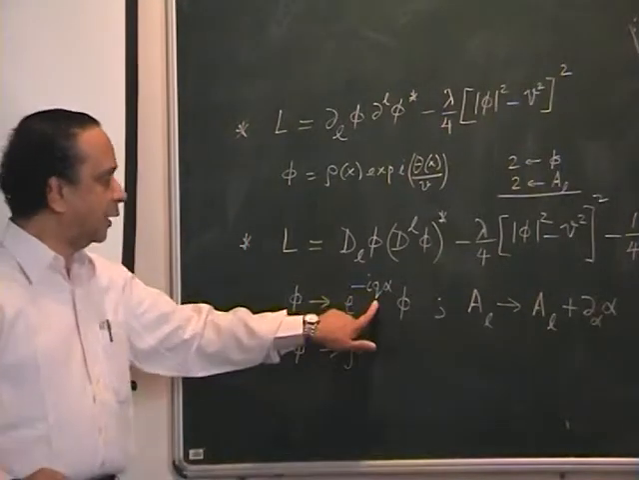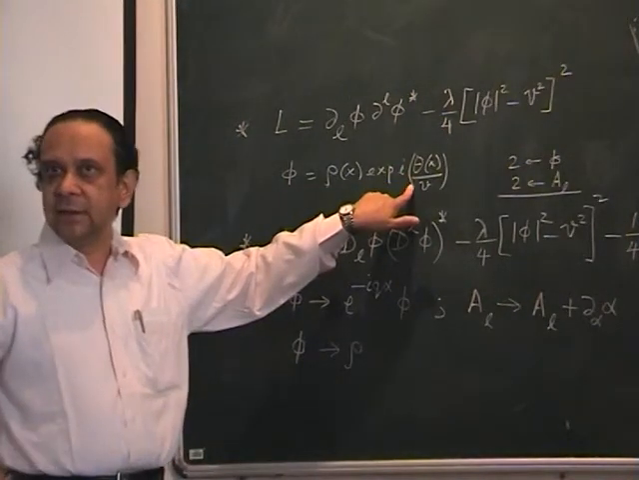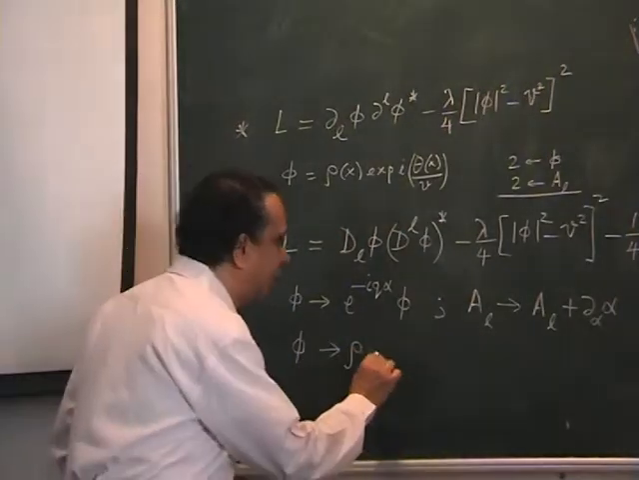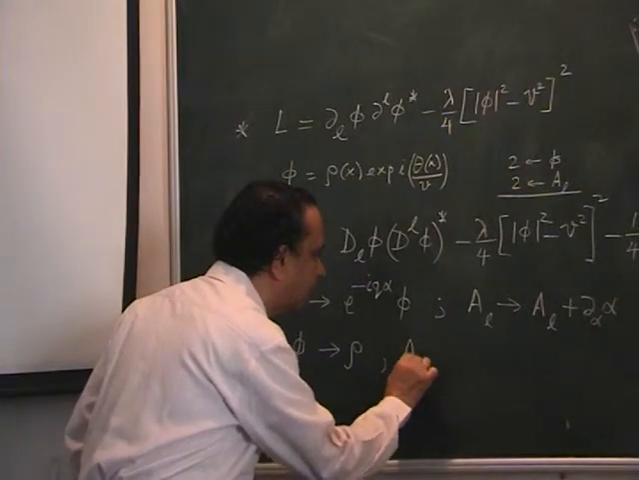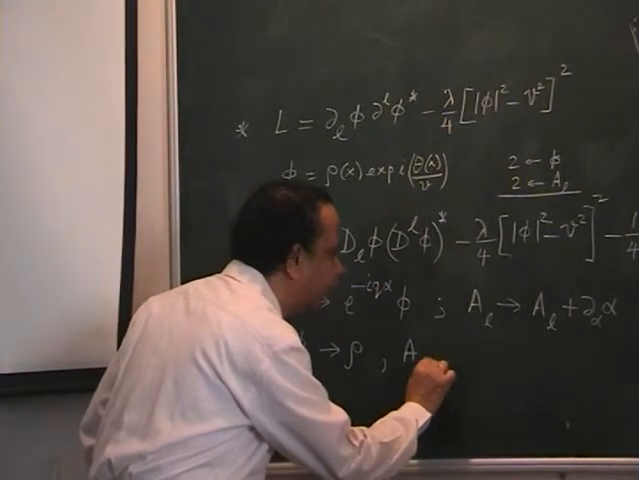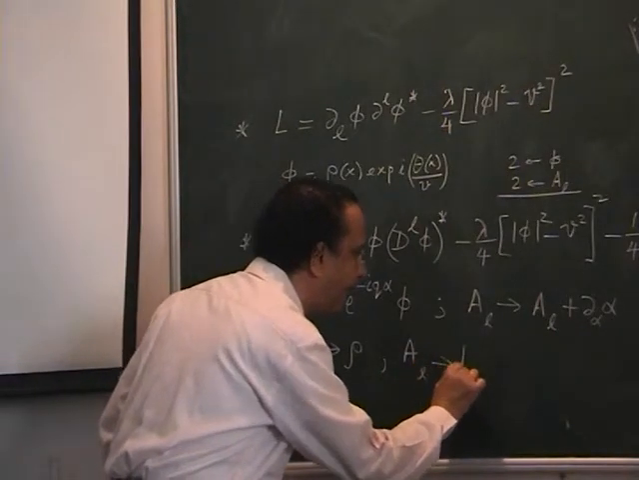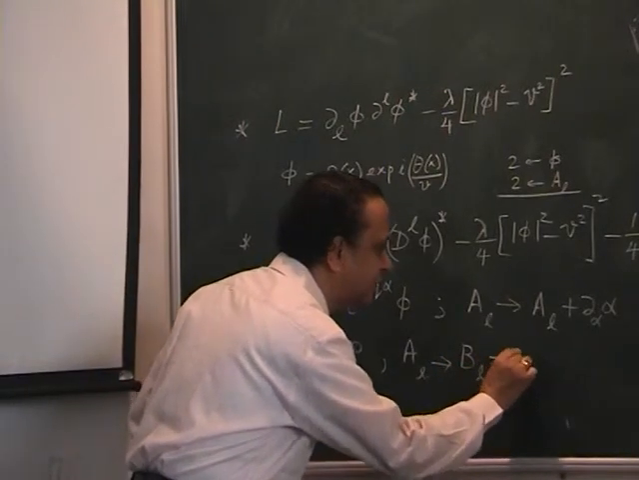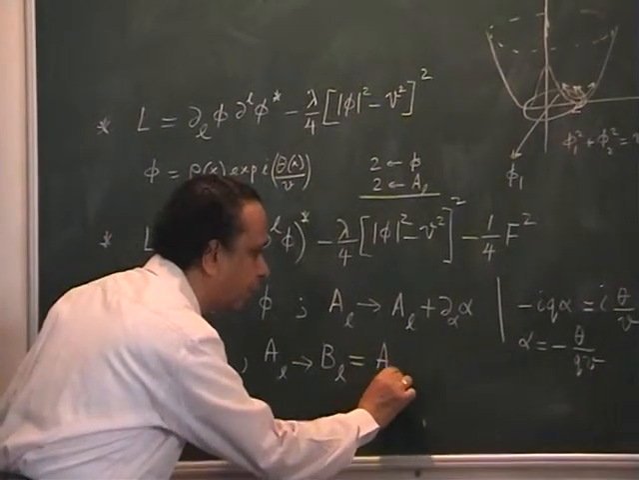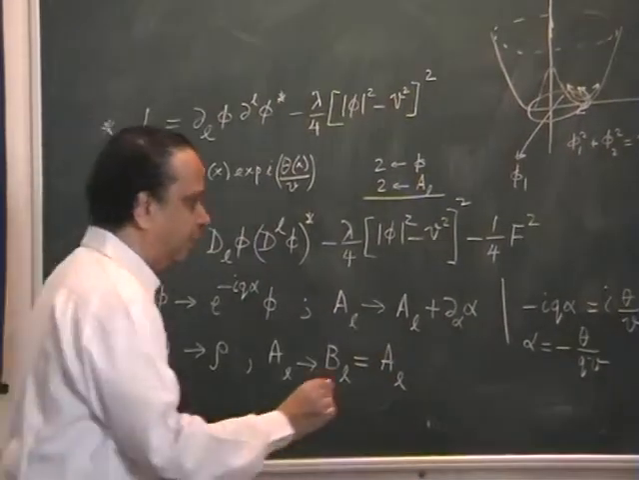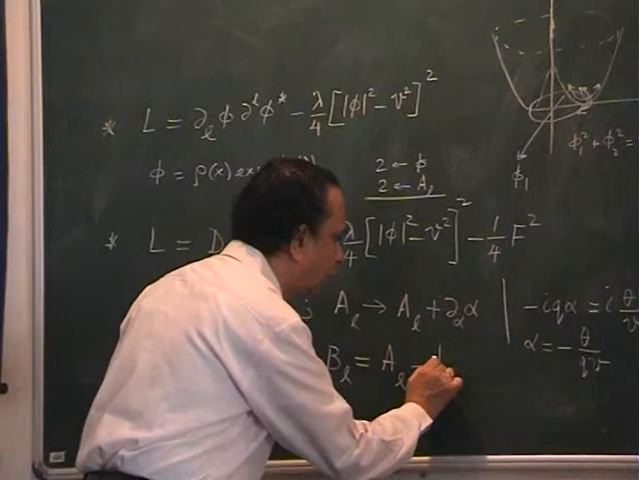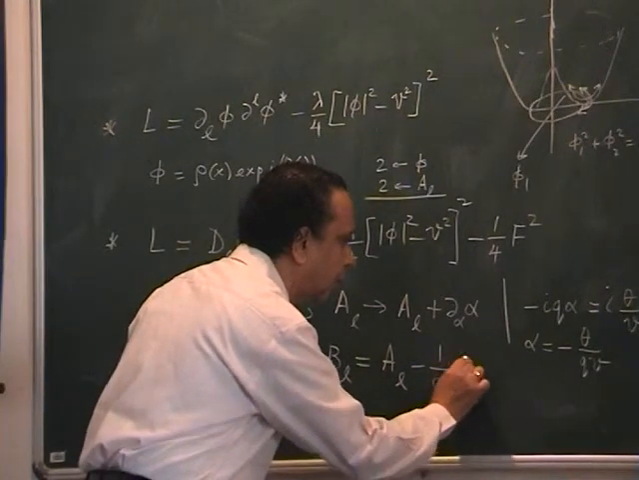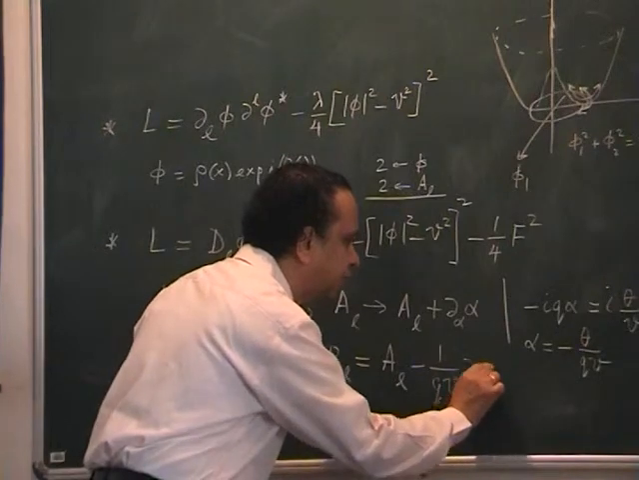Because that is the whole idea. This is chosen in order to kill this. So phi becomes real and it is just rho. And your AL goes to another field which we will call BL. Not a very imaginative naming. BL, which is AL plus DL of alpha, which is minus 1 upon Q, DL of theta.